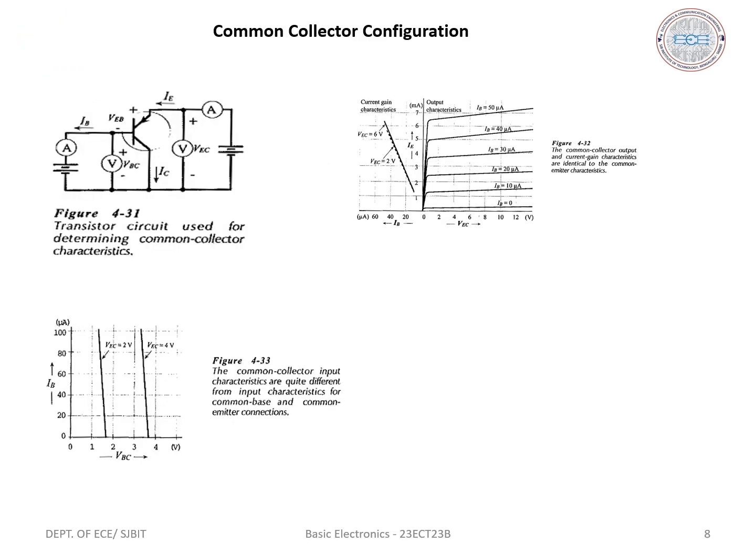Next, common collector configuration. In this common collector configuration, the collector is made common to both input and output. VBC is the input voltage and IB is the input current, whereas VEC is the output voltage and IE is the output current. This configuration is also known as the emitter follower configuration. The common collector configuration is used primarily for impedance matching purposes because it has a high input impedance and low output impedance as compared to the CB and CE configurations.